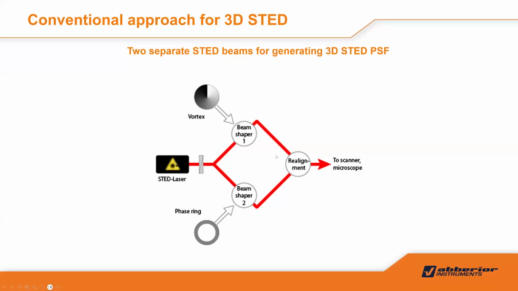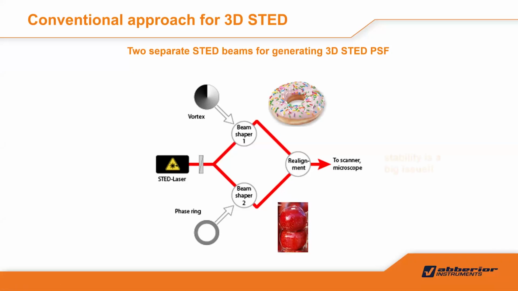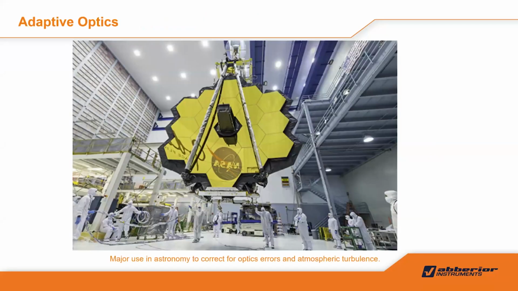From the instrumentation, actually, in principle it's easy. You have a 2D donut, you have a 3D STED donut, and you merge them. However, the approach is very difficult. The stability is a big issue. Even we cannot make it so stable. Therefore, we used adaptive optics.